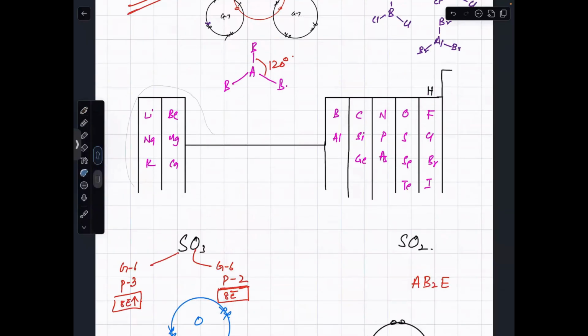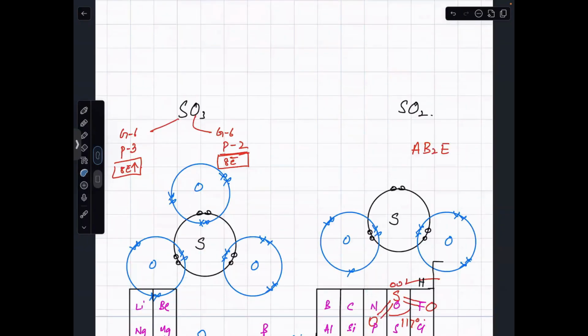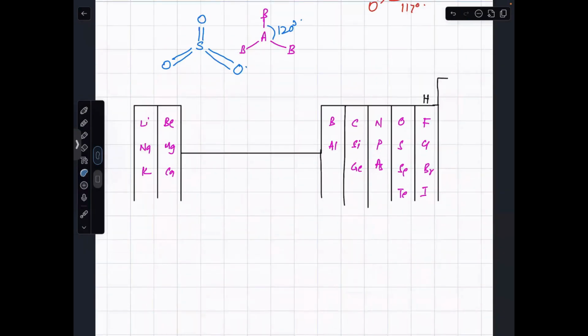Now you know what I'm going to do? I'm using the periodic table again. Look, when you take group 3, you can join group 3 with how many group 7? Definitely. Oh, my bad, what am I doing. This is group 3 making 3 bonds.